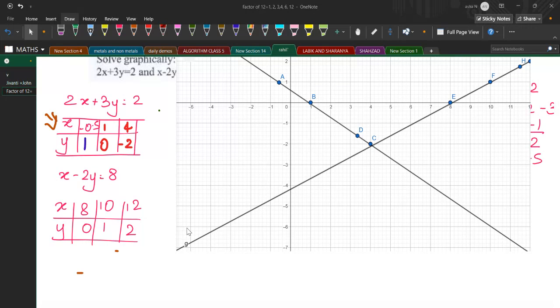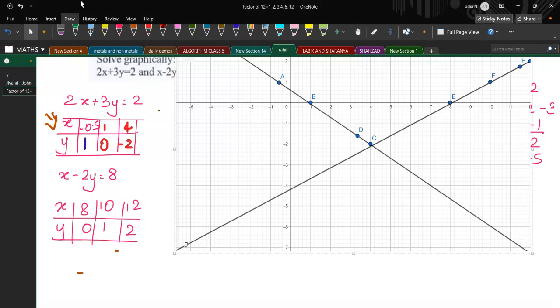Easy, sorted. Okay, we will use a graphing calculator. That is much easier than graphing it manually.